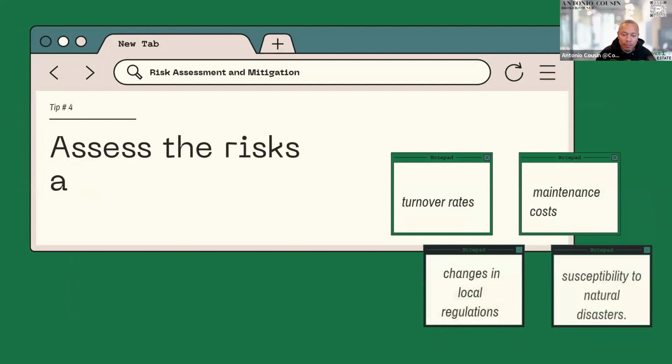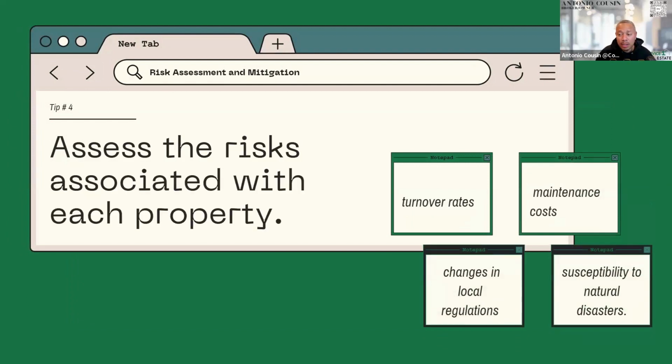All right. So number 4, risk assessment and mitigation. You want to assess the risk associated with each property that you own. This could include tenant turnover rates, maintenance costs, changes in local regulations, and susceptibility to natural disasters. So I'm in Louisiana. I'm in an area susceptible to hurricanes. I understand it. I've been here all my life. I'm willing to take that risk. I just make sure I have the right insurance in place, different mitigation strategies like that.